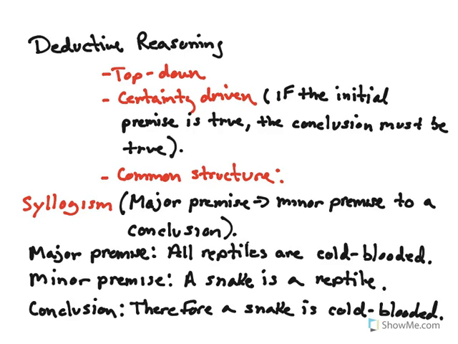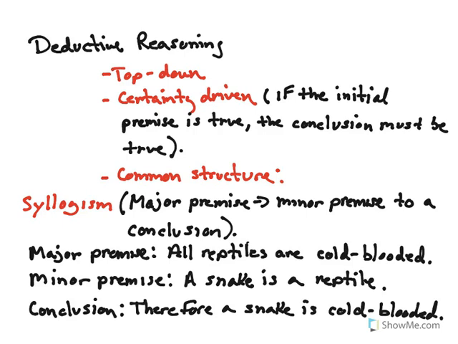We're going to break down the differences between deductive reasoning and inductive reasoning a little more thoroughly, so we can gain a better understanding when we compare the two. So we'll begin with deductive reasoning. It's top down, and it's certainty driven. This is really important: if the initial premise is true, then the conclusion must be true.